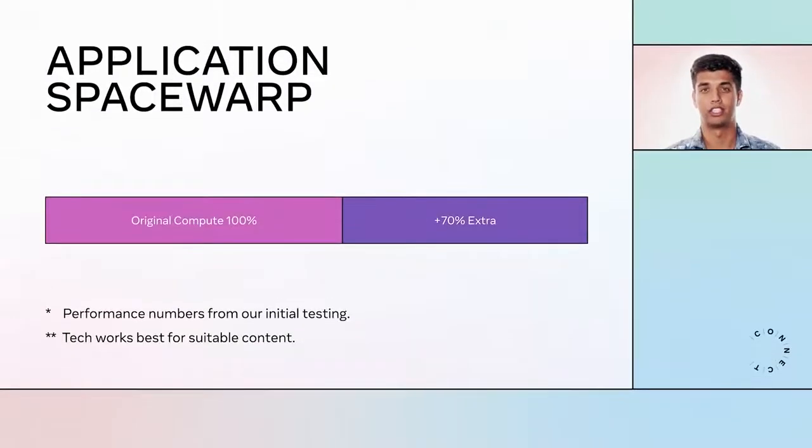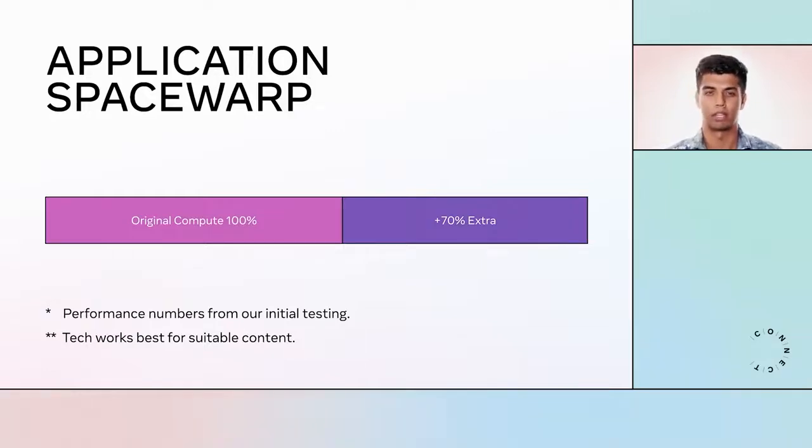And that is why we are thrilled to announce that we've built a feature which achieves a step function improvement in both performance and latency at a magnitude that even we ourselves would have previously thought unattainable. And it's called Application Spacewarp. In our initial testing, Application Spacewarp gave applications up to 70% additional compute, potentially with little to no additional artifacts.